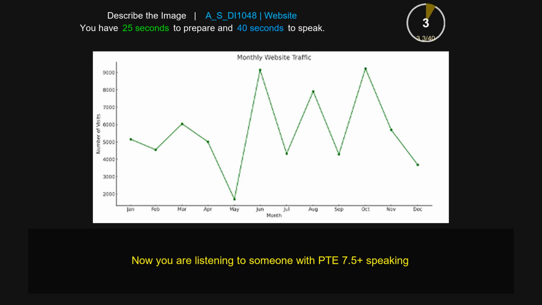This image provides information about monthly website traffic. From the picture we can see in July the value is about 4000. In August the value is higher and it is about 8000. The highest number is in June and it's about 9000. And the lowest one is in May and it's about 2000. To sum up, the line chart tells about monthly website traffic in different months from January to December.